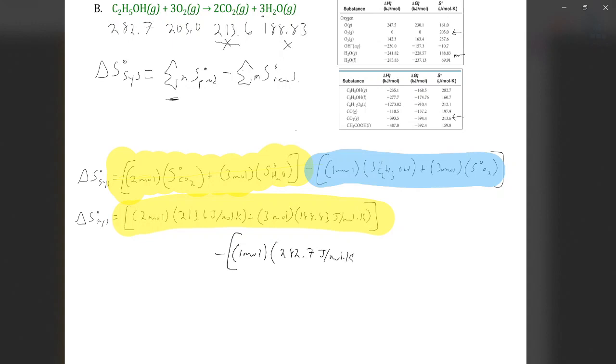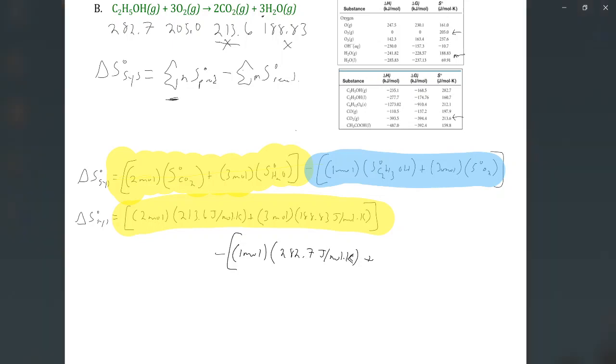You can kind of leave the units off once you get used to doing these, but it's good in the beginning to make sure you write your units so that you don't forget them. Where did my page go? There we go. Okay, so plus 3 moles times S naught of oxygen, so we use this one. So it's going to be 205.0 joules per mole Kelvin. Okay, and that's our total on that side.